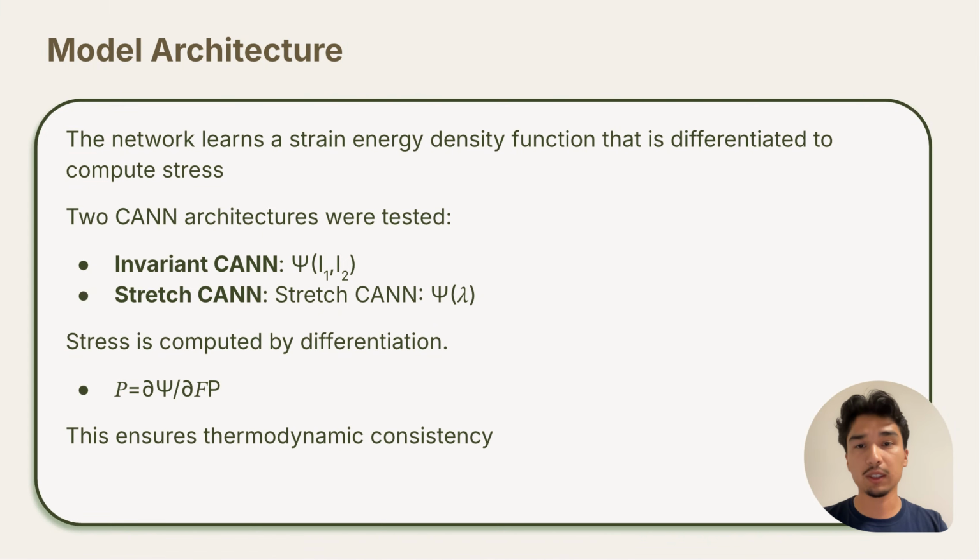Now, with regards to model architecture, the neural network learns the strain energy density function, which we denote here as psi. Instead of predicting stress directly, the network predicts the energy, and stress is then computed through differentiation of the energy with respect to deformation, ensuring thermodynamic consistency.